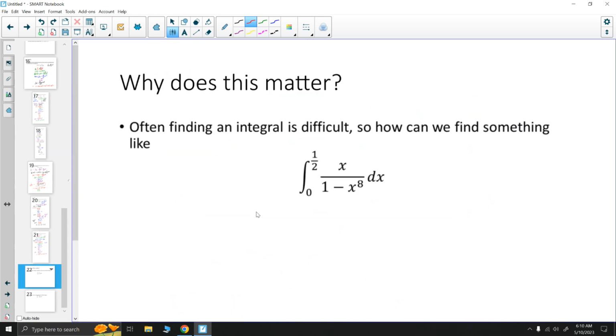Anyway, let's take a look at another one. One of the reasons for this, obviously, or maybe not so obviously, is that when we're taking the integral of these things, sometimes we just don't know how to integrate stuff. That's one of the reasons we're doing this.